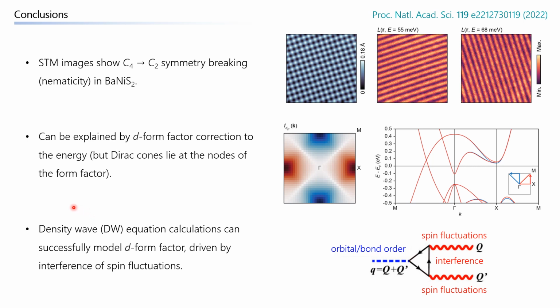So the mechanism underlying the d form factor nematicity is thought to be the interference of spin fluctuations. So as shown in this cartoon here, this bond order arises from interference between spin fluctuations, and this means that the nematicity that we've observed can be attributed to this effect, which is a correlated electron effect.